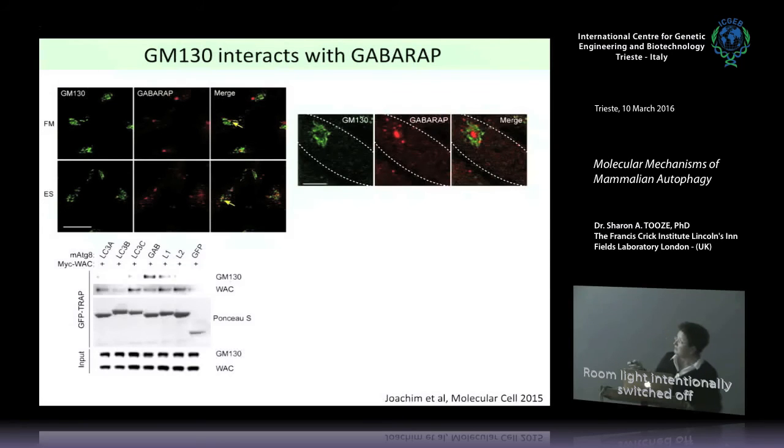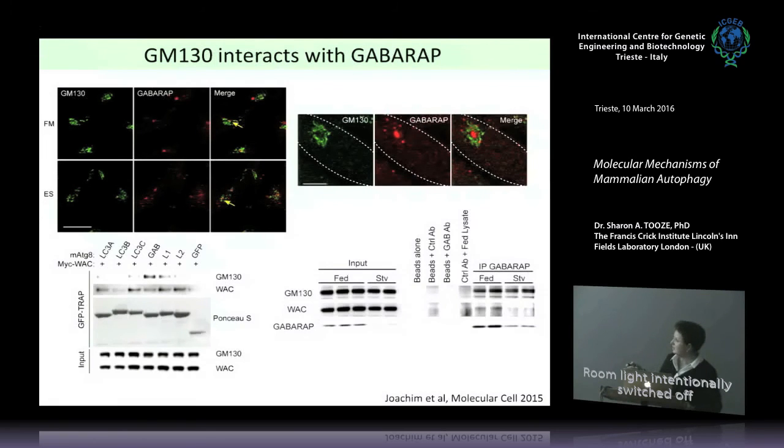So we then asked whether or not the GM130 directly interacted with GABARAP, and we looked at all of the LC3 family members, the ATG8 family members. So there's the three LC3s and the three GABARAPs, and we did pull down of the tagged ATG8 proteins and looked at GM130 and also looked at WAC. So what you see is that the GABARAP protein, which is shown here, which best colocalizes with the Golgi, was the best interactor with GM130 in the pull down.